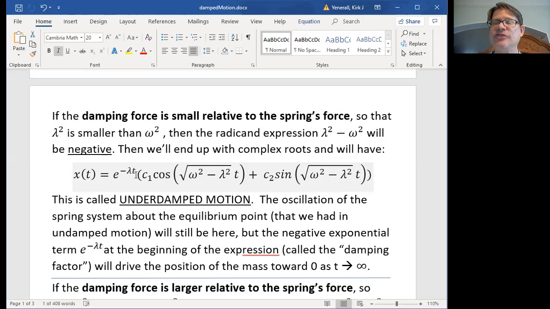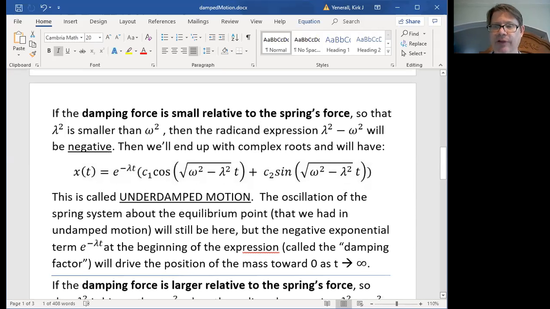So this is a situation where we will have oscillation, but it will be oscillating less and less until eventually the system moves toward that equilibrium position of zero. That's underdamped motion, when lambda squared is smaller than omega squared. But it doesn't have to be that way. It could be the other way around. It could be that the damping force is larger relative to the spring force.